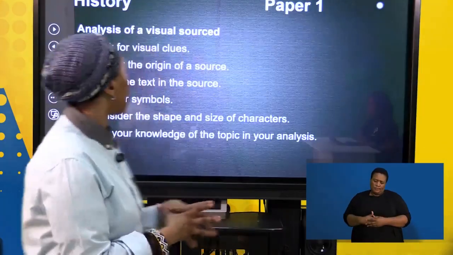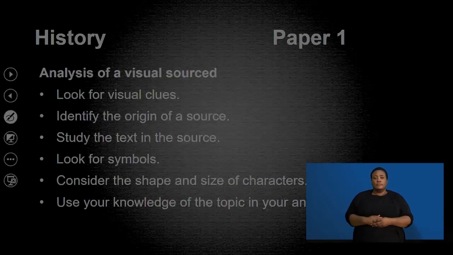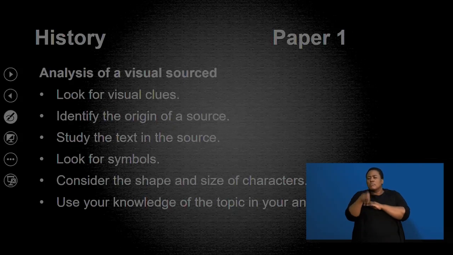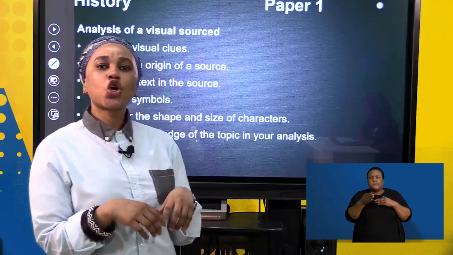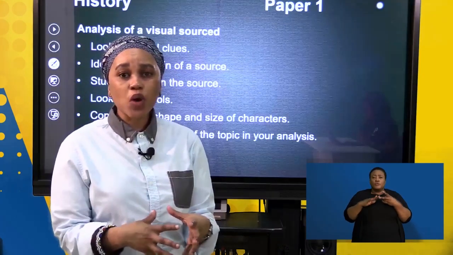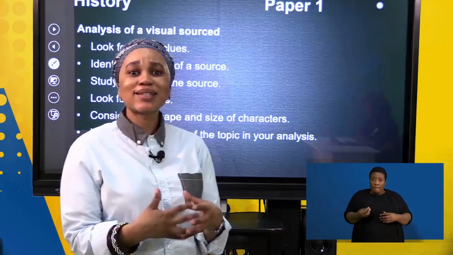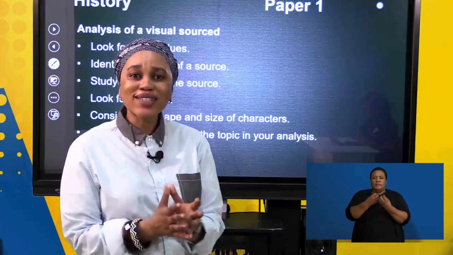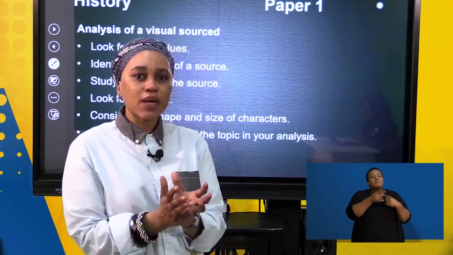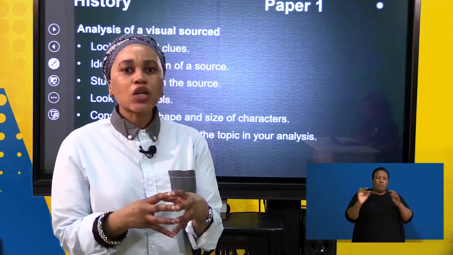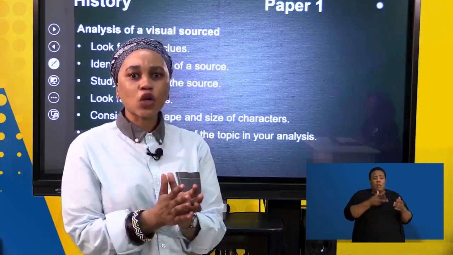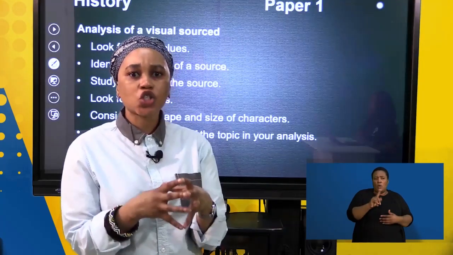You have to look for symbols as well. Symbols can be things like the buildings that are there, and the clothes that people are wearing, because those things can tell you a lot about the context, where this was happening. If you're looking at a war situation, do you see any weapons in this visual source to show that it was a war situation?